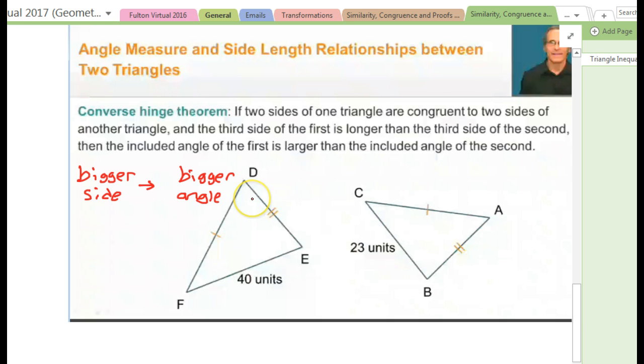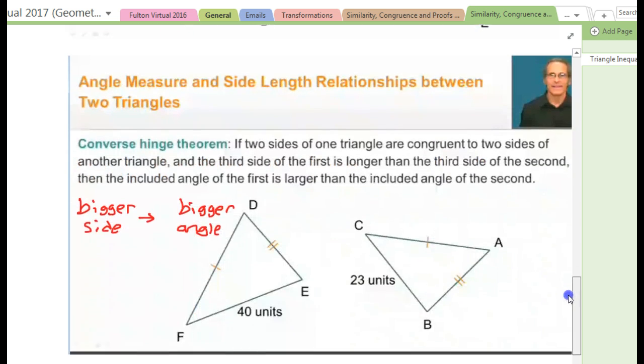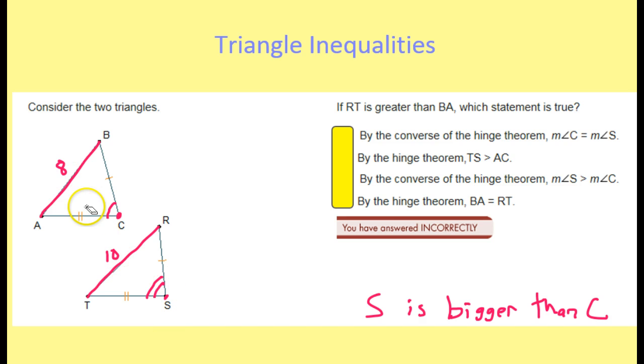Okay, so if we know the angles are bigger, it'll be the original hinge theorem. If we know which side is bigger, then it'll be the converse. So looking at this example, they gave us the side first, so that means it's the converse of the hinge theorem. So by the converse of the hinge theorem, we know that angle S is bigger than C.